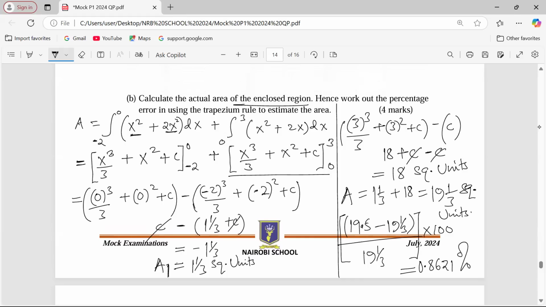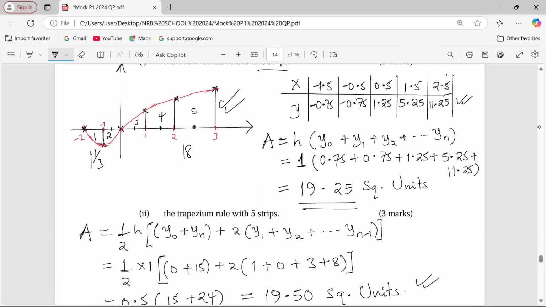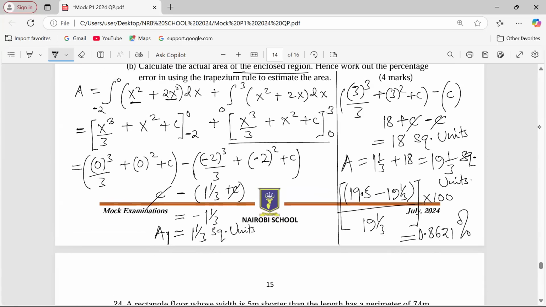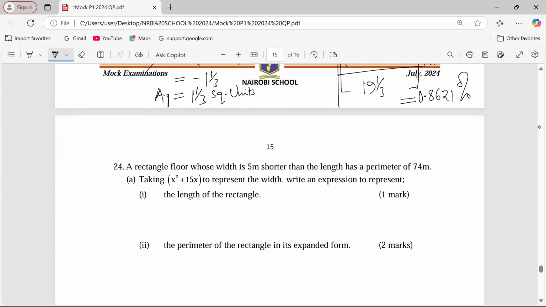So that is the error. We get the error first by substituting actual and estimated. Either can be bigger than the other. What we need is just the difference, which will give us the error. If we were to find the error when the mid-ordinate rule is used, we would start with the actual area, 19 1/3 minus 19.25, because the actual one will be greater in that case. But now the estimated one using the trapezium rule is the one greater.